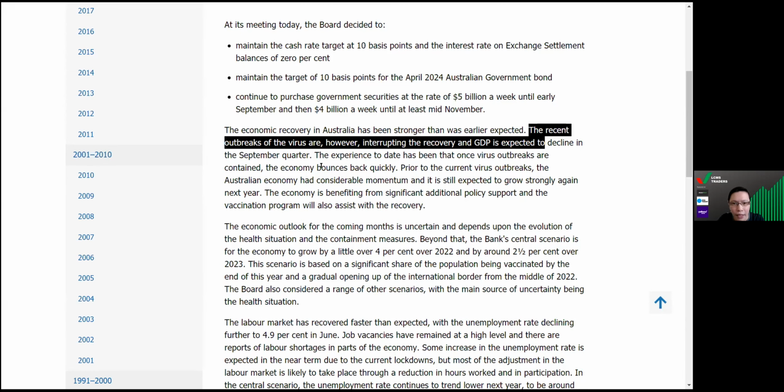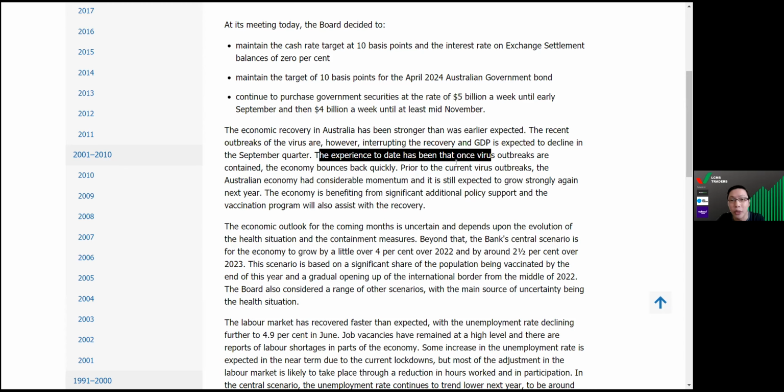But now this line over here is going to sound a bit familiar if you just look at it. The experience to date has been that once virus outbreaks are contained, the economy bounces back quickly. Prior to the current virus outbreak, the Australian economy had considerable momentum, and it is still expected to grow strongly again next year.